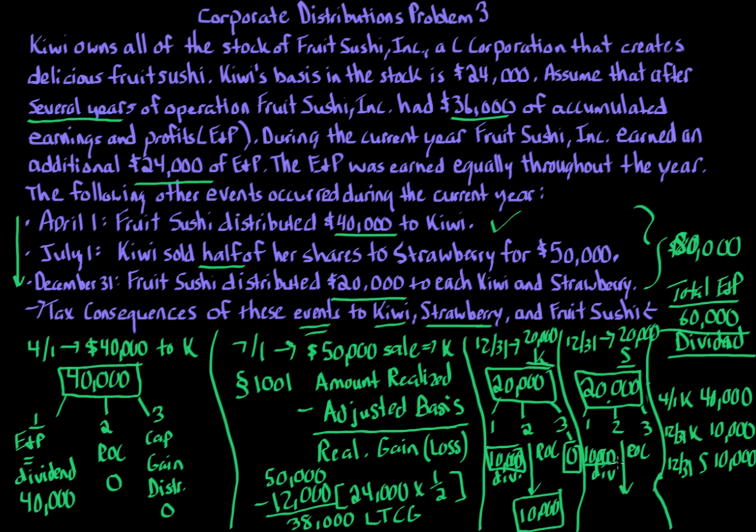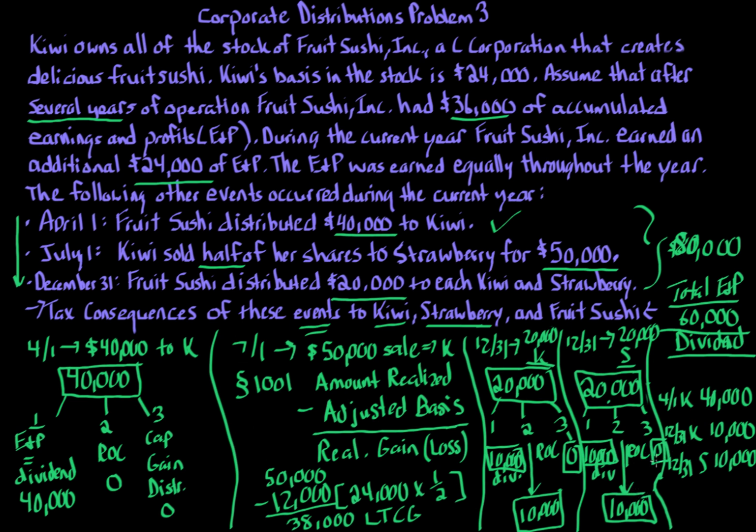Same thing with respect to Strawberry. Strawberry purchased half the shares for 50,000, so there's enough basis. Return of capital, Strawberry has a ton of basis. So we have a $10,000 return of capital, and that means that Strawberry is going to have a 0 capital gain distribution, which is number 3. If I said return of capital earlier for Kiwi, I meant to say number 3 is capital gain distribution. So they actually both have the same consequences with respect to the distribution here. 10,000 dividend, 10,000 return of capital.